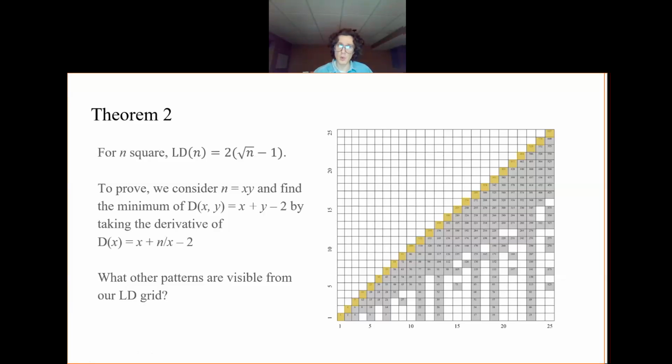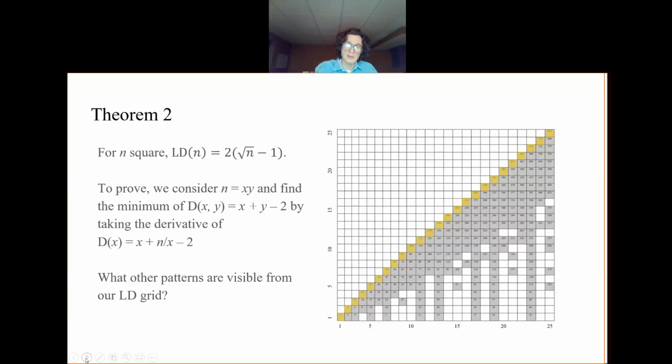You'll notice that all the square numbers seem to fall on this diagonal, and only the square numbers appear on this diagonal. So, the statement of the theorem is for n squared, LD of n is equal to 2 times the quantity square root of n minus 1. And all that's saying is that every square number appears on this diagonal. To prove, we consider n equals xy and find the minimum of a d function of x and y equals x plus y minus 2 by taking the derivative of that d function written in terms of x.